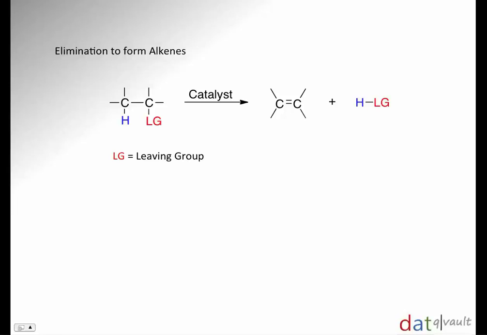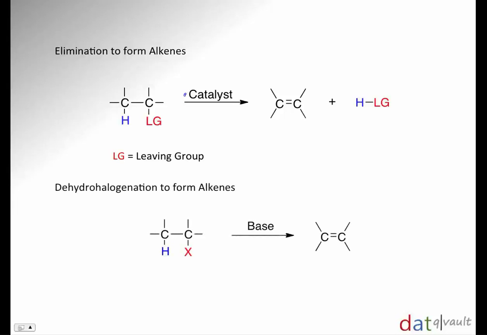This is one of two lectures on elimination reactions to form alkenes. Elimination reactions go by this type of mechanism right here, where you have some sort of a leaving group and a hydrogen alpha to it, and based on the catalyst that you use, you can get an elimination of these two things to form an alkene.